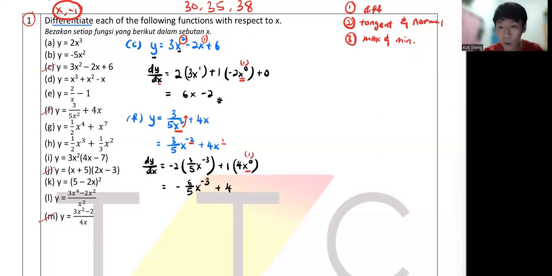And the last step, one more step. Because we just now brought the x on top, right? Now bring it back. Negative 6 over 5x cubed plus 4. So this is dy dx. Okay, continue.